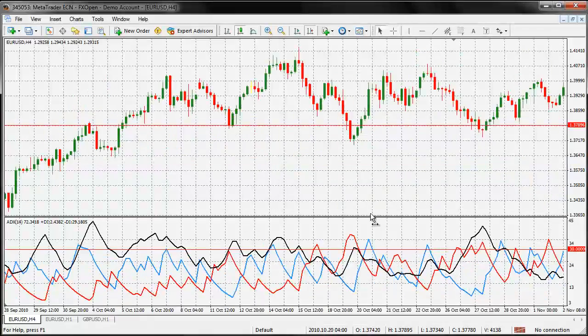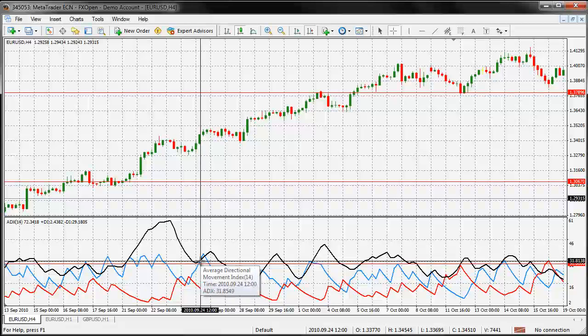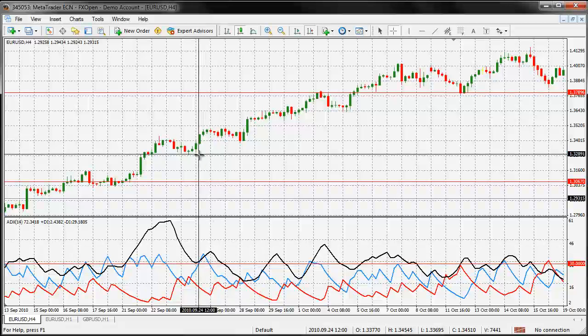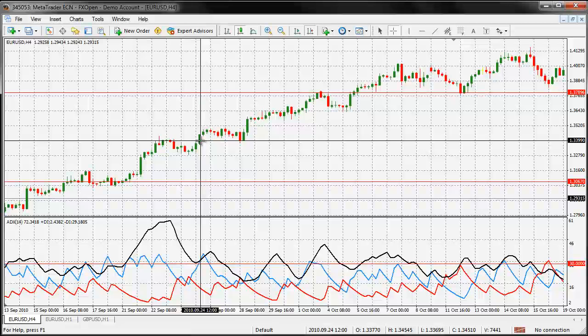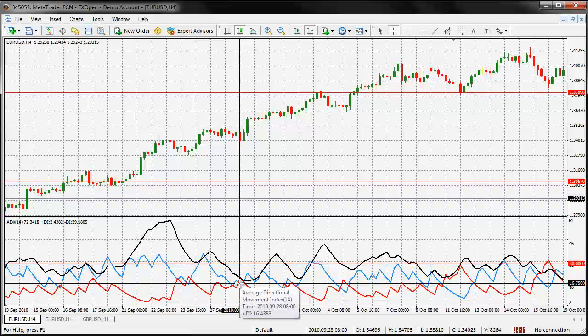Let's see if we can find some more areas where you can actually get in. Here is another area. We can see that the blue line has now crossed, reached into the 30 area, and now it's hit that black line. Great, that's what we want. Where that signal appeared, it appeared right on a support line, so that's good. Now we can ride this trade until it crosses over again.